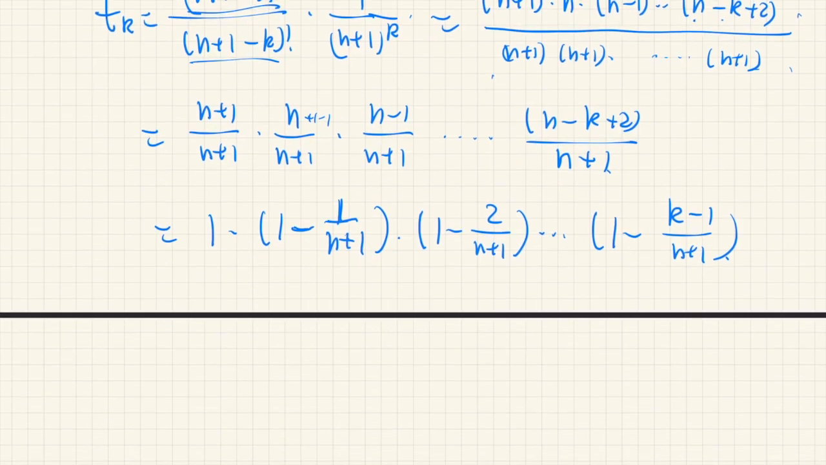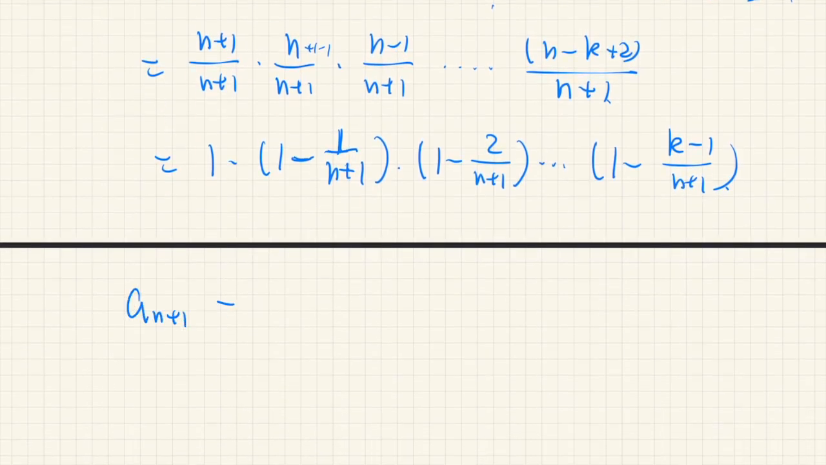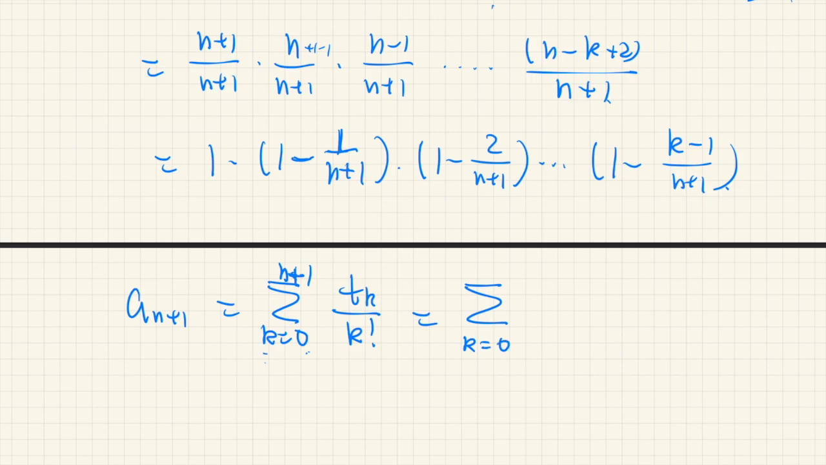Okay, so now using this tk, the term a n plus 1 can be written as the sum of tk over k factorial. This summation contains n plus 2 terms, so k varies from 0 to n plus 1. Let's pick the first n plus 1 terms, k from 0 to n, tk over k factorial, plus the last term, where k is equal to n plus 1, t n plus 1 over n plus 1 factorial.